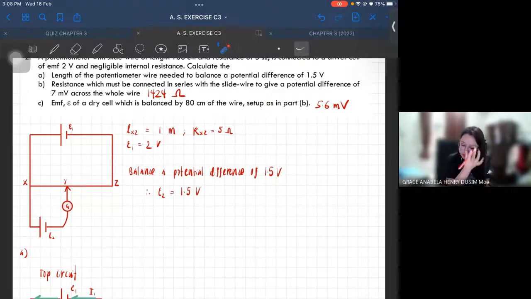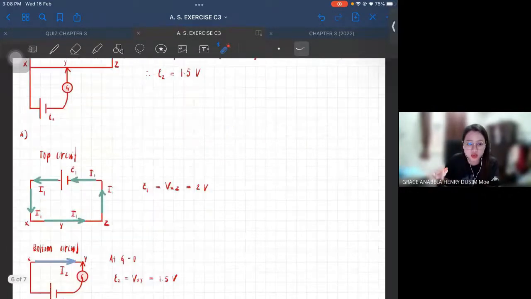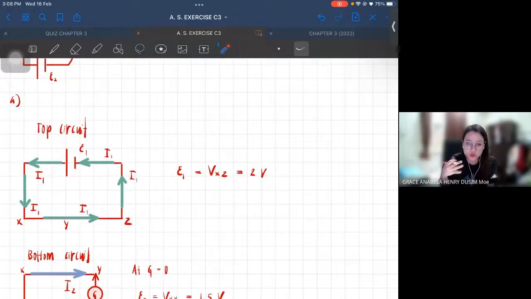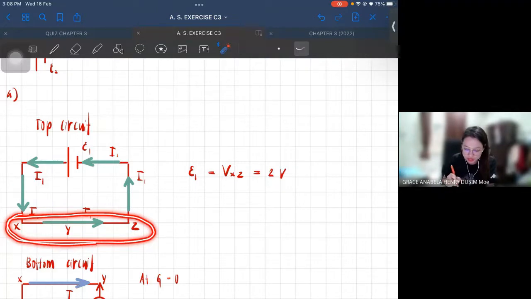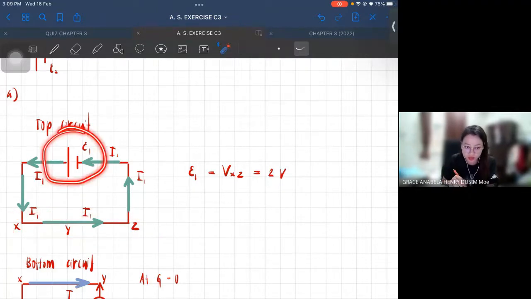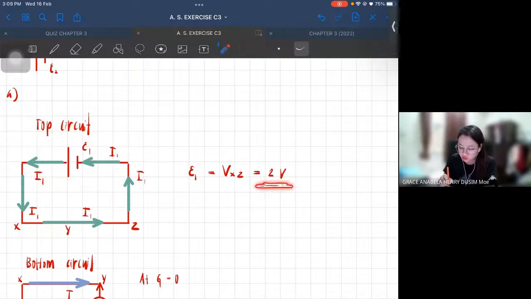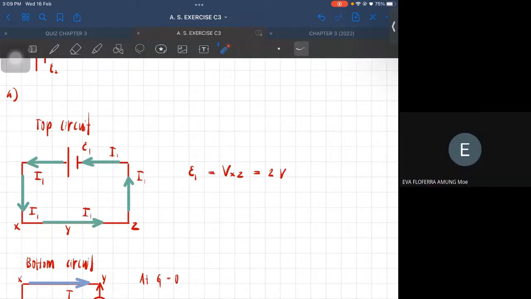Okay, so dari sini remember the concept of potentiometer. Balance length is when the reading of this galvanometer is equal to 0. Firstly what I would do is I would draw the current at the top circuit lah. What does the top circuit tell us is it basically tells us that the voltage across the wire VXZ should be equal to EMF 1, which is equal to 2 volt. Sangat di boleh faham? This is konsep dia. Okay, boleh, Miss.